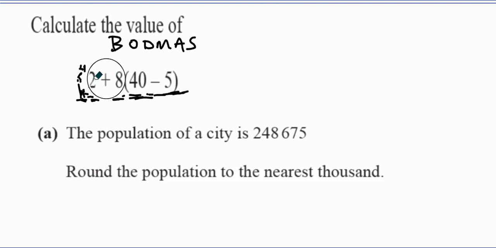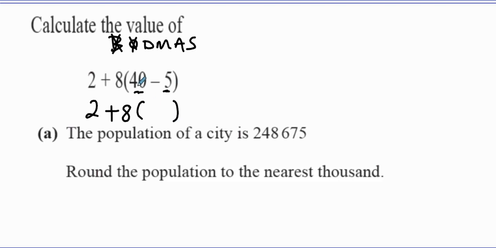Now, how do we use BODMAS? BODMAS suggests brackets to be opened. Do we have brackets? Yes, of course, we have brackets. So do 40 minus 5. This will be 2 plus 8 in brackets 40 minus 5, that is 35. Now remember what I said, between 8 and the bracket, we have a multiplication sign. So this calculation continues to 2 plus 8 times 35.